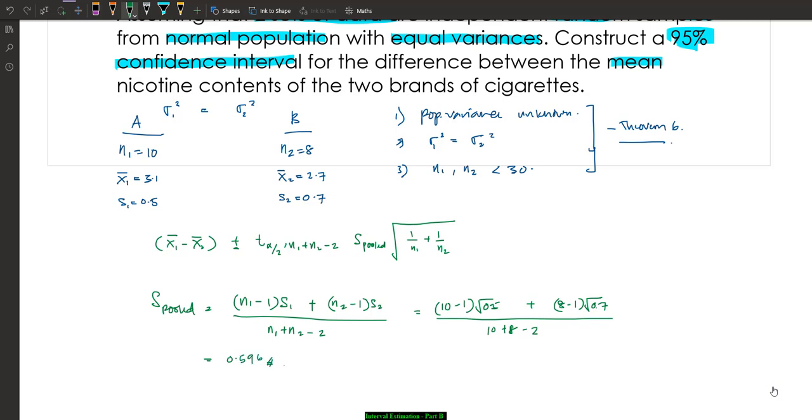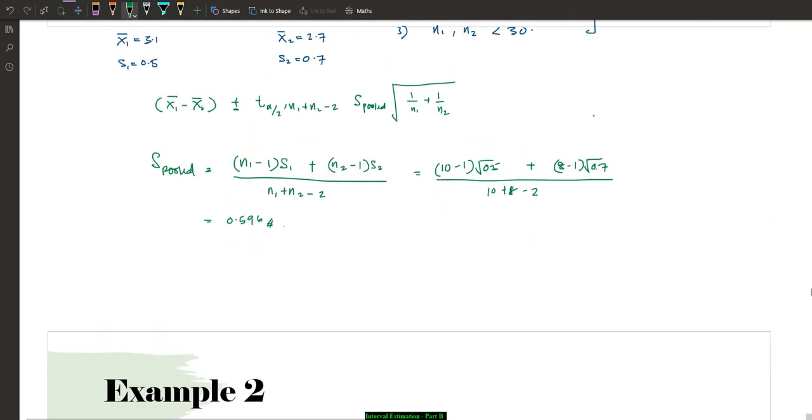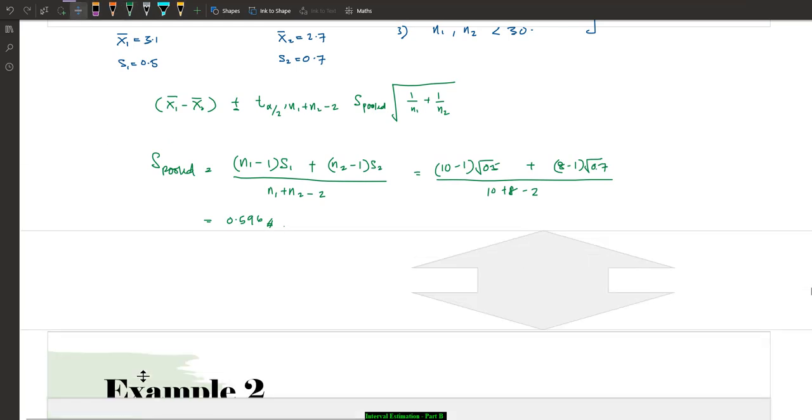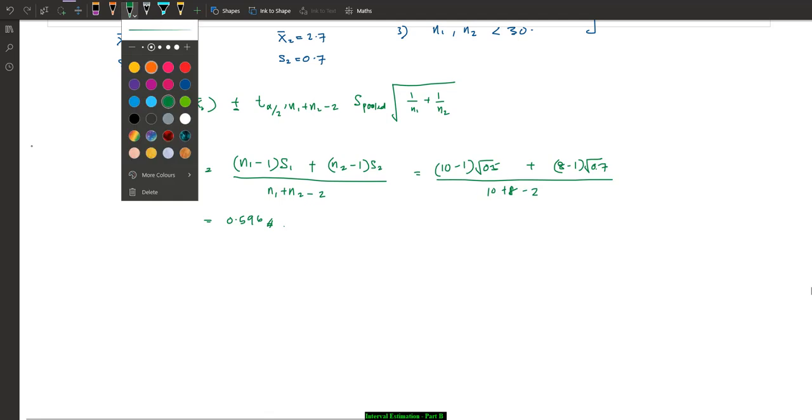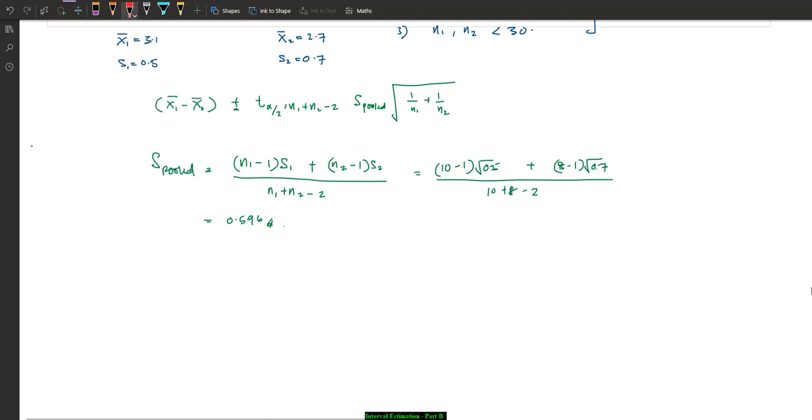0.596. So once we already know the pooled standard deviation, we just need to plug the values into the formula. So x bar 1 is 3.1 minus 2.7. So we just input the values into the formula.